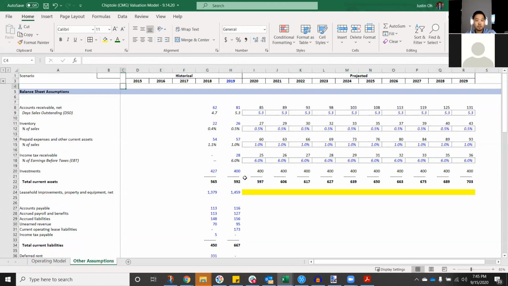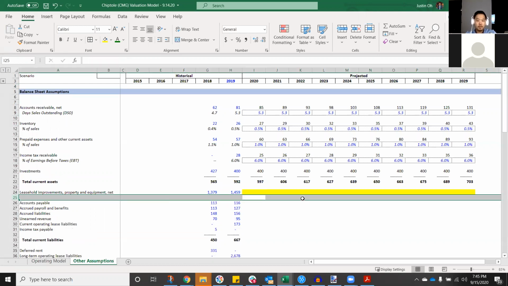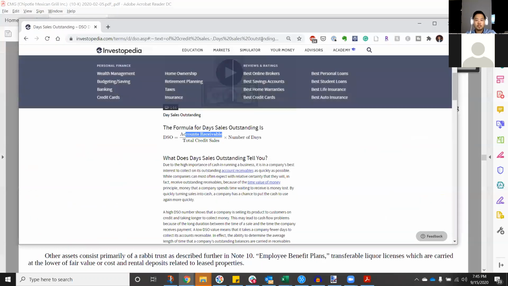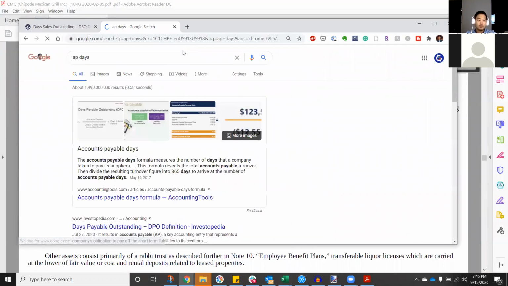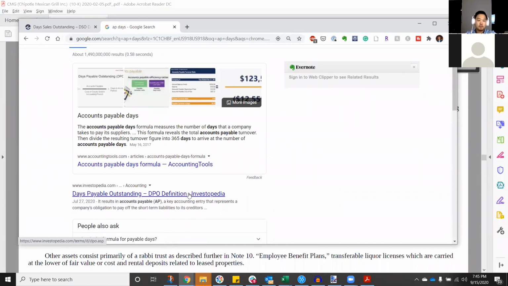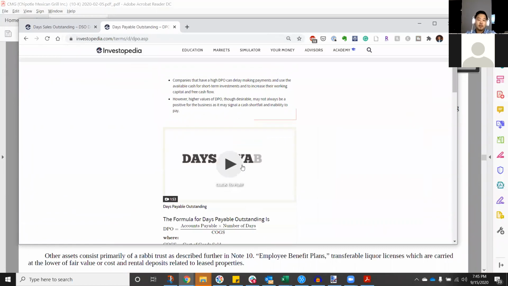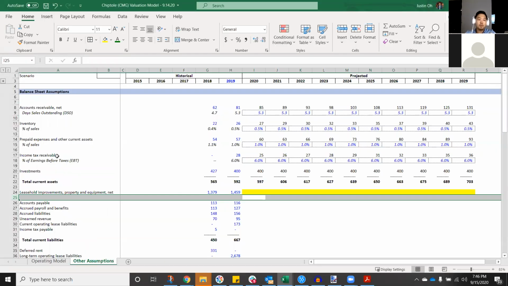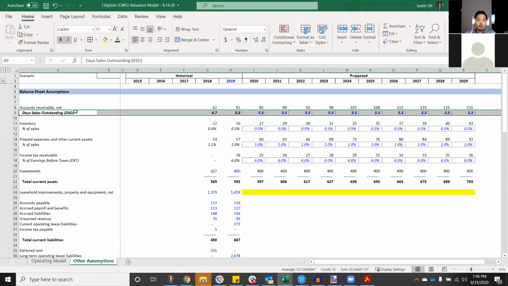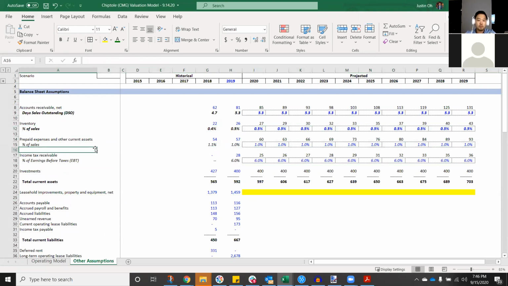So we're back on our assumptions page. Let's not get lost. So accounts payable is kind of the opposite of days sales outstanding. It's AP days, or accounts payable days payable outstanding. And it's basically the same thing, except it's not on sales, it's on cost of goods sold. But it's basically similar to days sales outstanding. We'll bold these where we're driving.